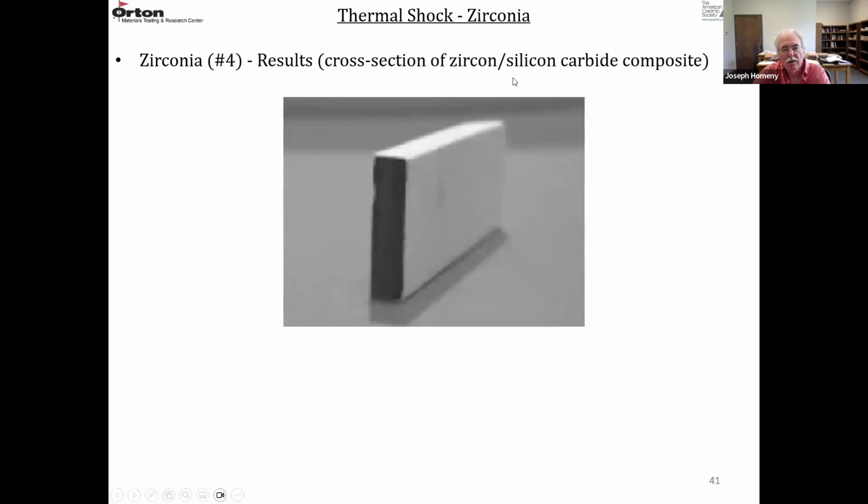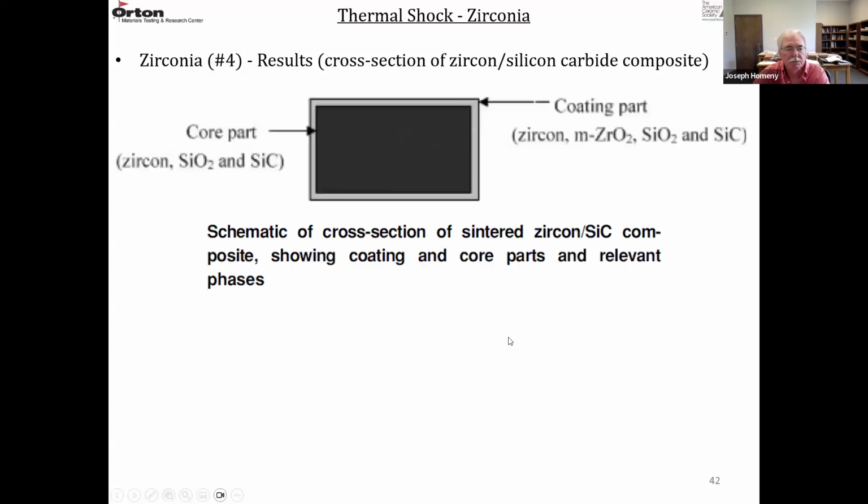This is a cross-section of a sample of the zircon silicon carbide composite. You can see it has a black core and a white surface. And this is after heat treating. So this is a schematic of the cross-section of a sintered zircon SiC composite. There's a black core and a white coating.